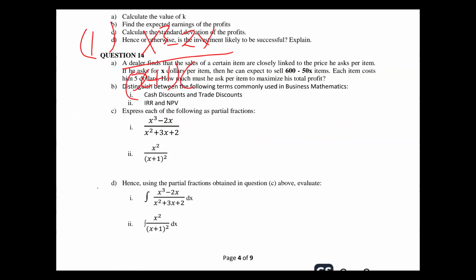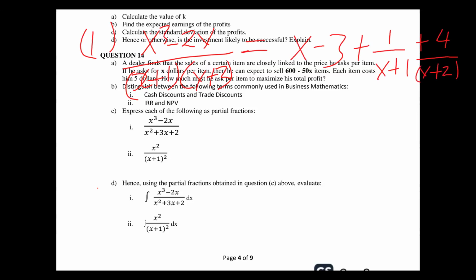I told you how to dissolve this. This is what I've said. It's equal to your A. What is our A? Our quotient was x minus 3, then plus our A was 1 over x plus 1, plus B was 4 over x plus 2. Nothing more, nothing less. This is the function.